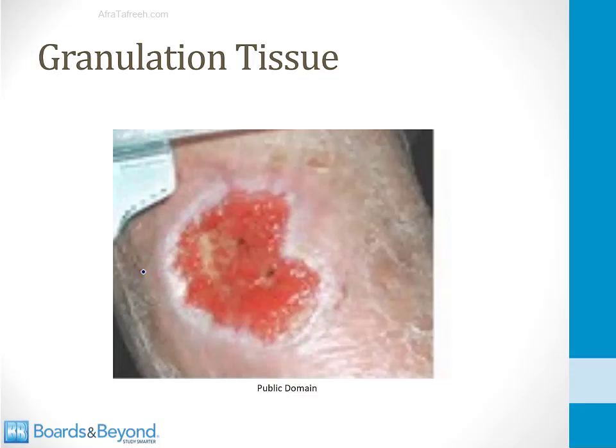Here's a picture from the web of granulation tissue. You can see that it's red. That's because of the blood vessels. If you could touch it, it's also sort of wet and sticky, and that's that extracellular matrix that's being laid down. Eventually, this will be a big scar on this person's skin, but right now it's not yet scar, it's granulation tissue.